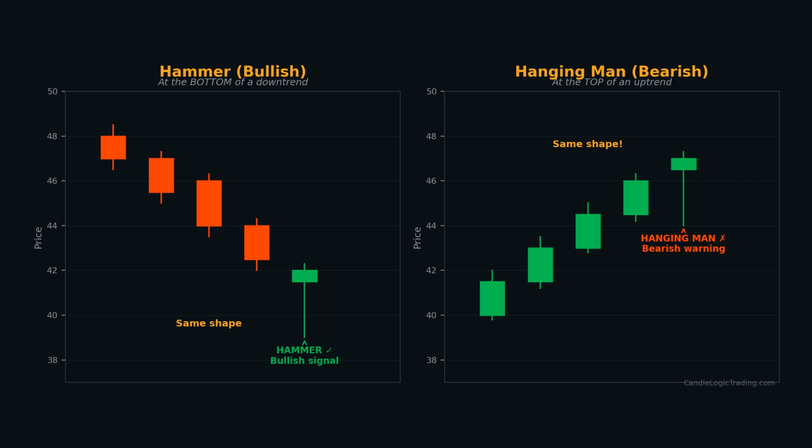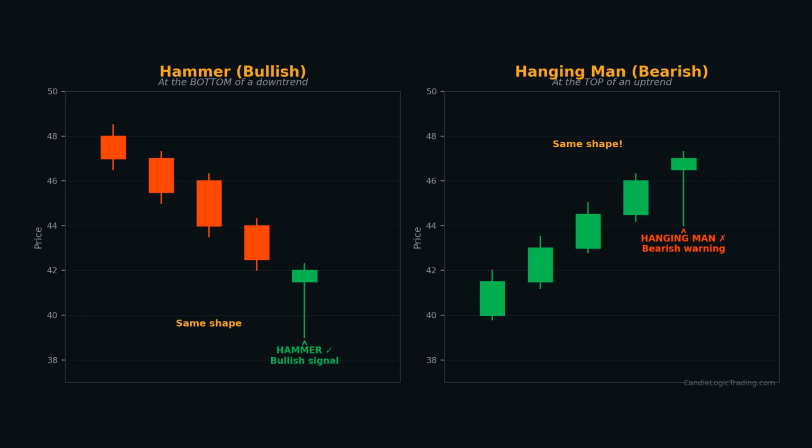It means that during the session, sellers pushed price down significantly. Yes, buyers recovered by the close. But the fact that sellers were able to push price down that far in the middle of an uptrend is the first crack in the armor. It's a warning that the trend might be losing steam. Same candle, same shape, opposite meaning. All because of where it appears on the chart. Where it works: only at the top of an uptrend, after an extended move higher.